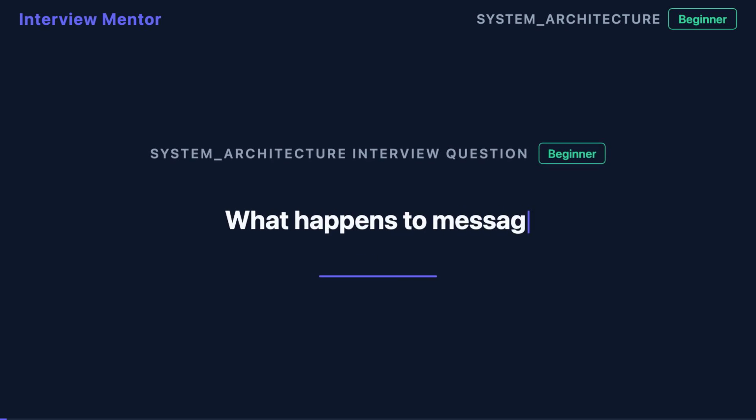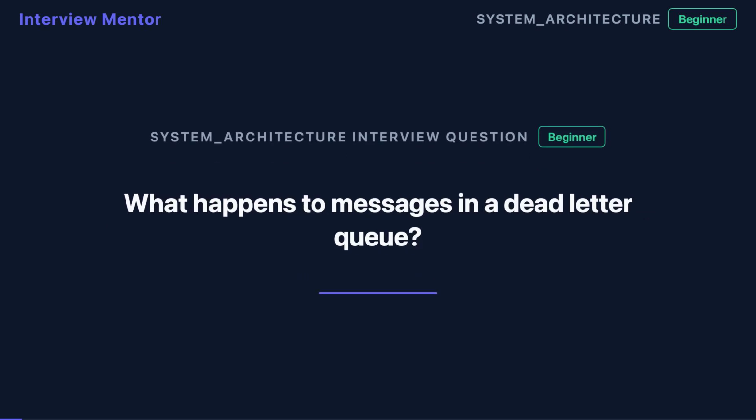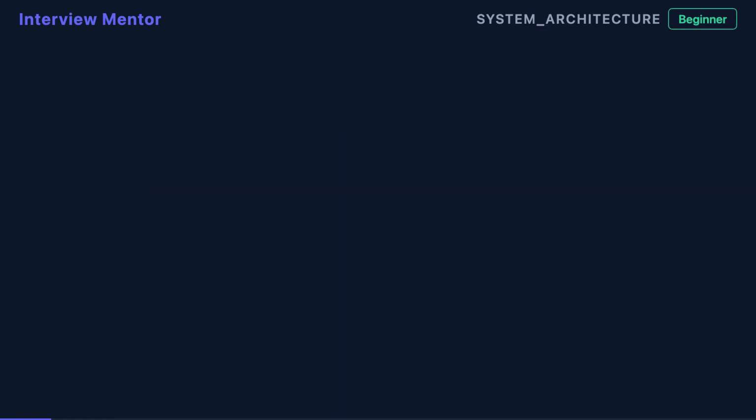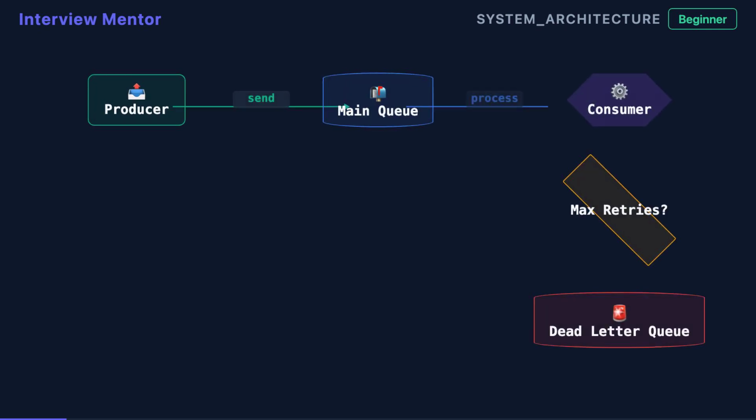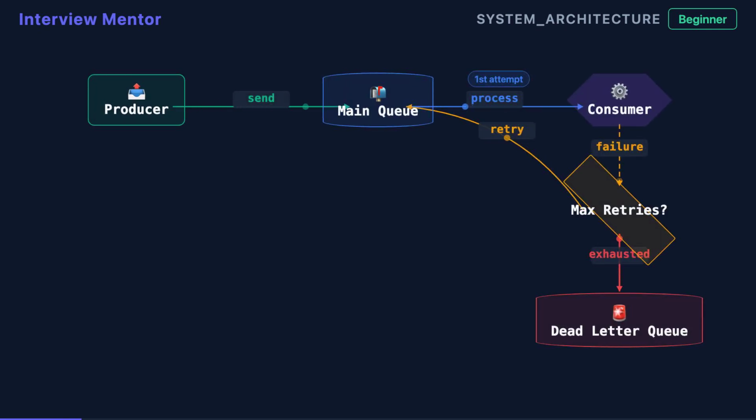Ever wonder where messages go when they fail to process? Dead letter queues are the safety net preventing data loss in distributed systems. A dead letter queue, or DLQ, receives messages that have failed processing multiple times.